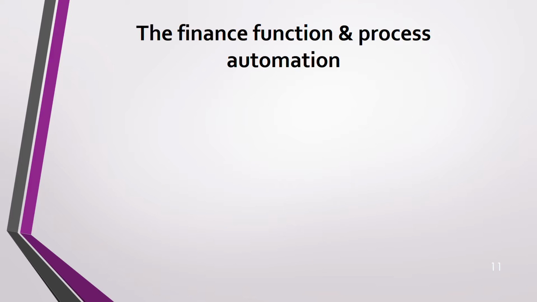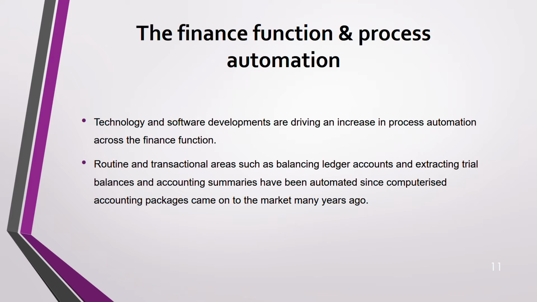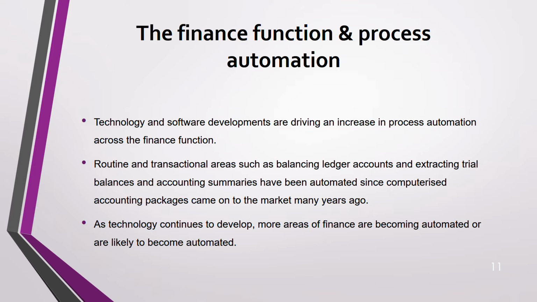Now coming to the finance function and process automation. Because of technology and all the software developments, you can now increase automation. You don't have to do all the tasks manually. Automate most of the process and save your time in the finance function. For example, transactions which are very routine and very frequent, where every time you keep doing the same thing, like balancing ledger accounts, extracting a trial balance, accounting summaries. This can be automated, and this has been automated because computerized packages have come into the market. If you are trying to do it manually, you will be out of the race. You are way behind. That's why you have to be updated with all these computerized accounting packages. Technology is already ahead. You have to work harder to stay ahead of the technology by working on those skills that are critical as of today. Not extracting a trial balance and ledger accounts, no.